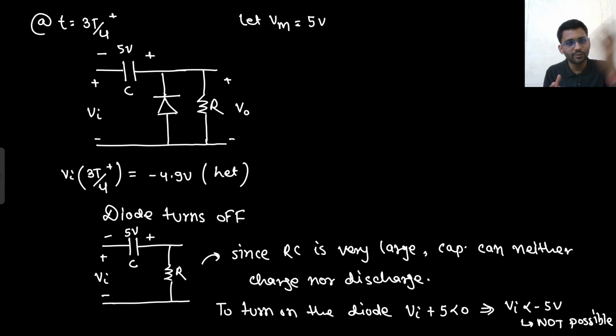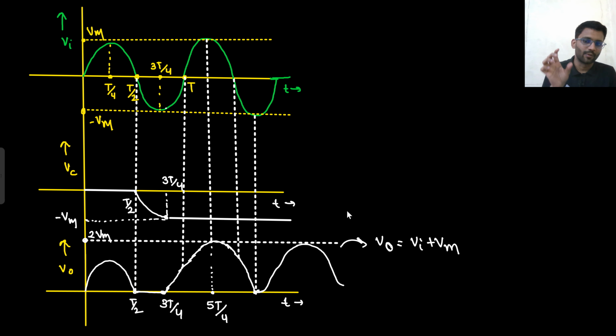That means the diode will always be turned off. That means the diode will always be open circuited. So my output voltage will be fixed, and that will be Vin plus 5 volt, and the capacitor will always be at minus 5 volt only. So this will be my final waveform of Vc voltage, and this will be my final waveform of output voltage.